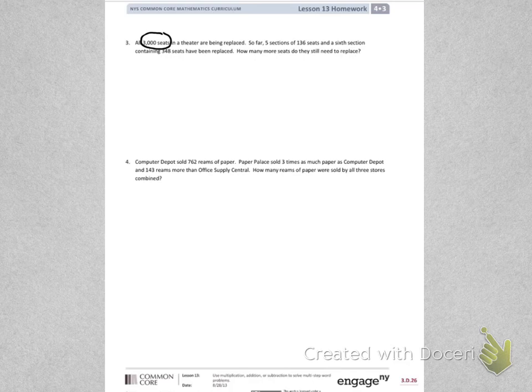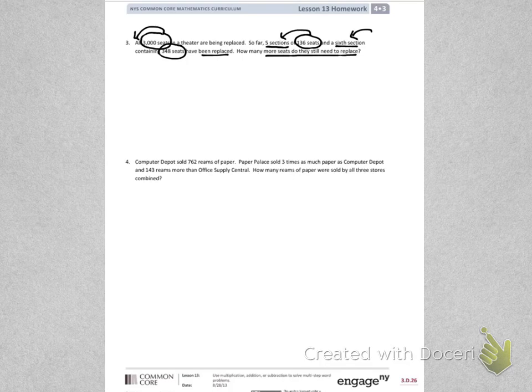We can see that all 3,000 seats are being replaced. So we need to get a total of 3,000 seats to be replaced. So far, 5 sections of 136 seats, so that represents 5 sections, and a 6th section containing 348 seats, that 348 points at the 6th section, have been replaced. How many more seats do they still need to replace?